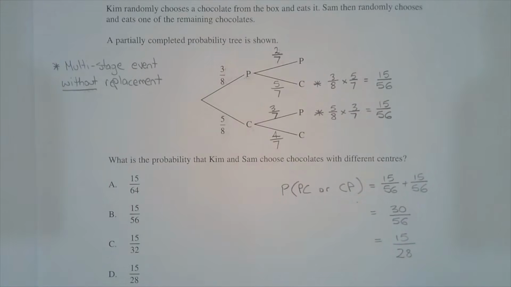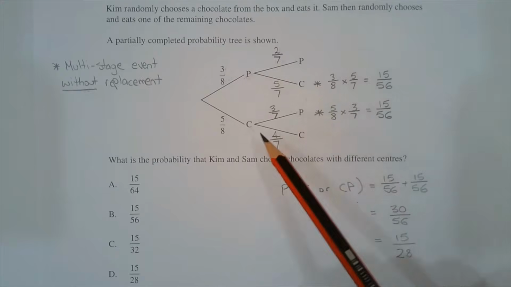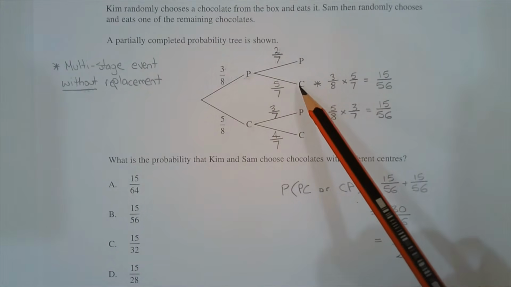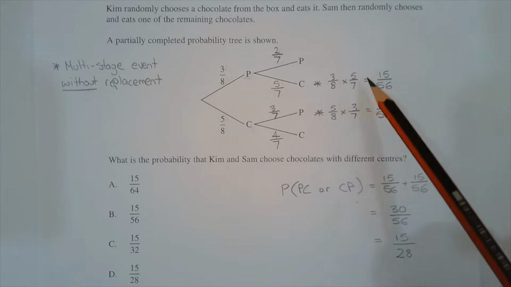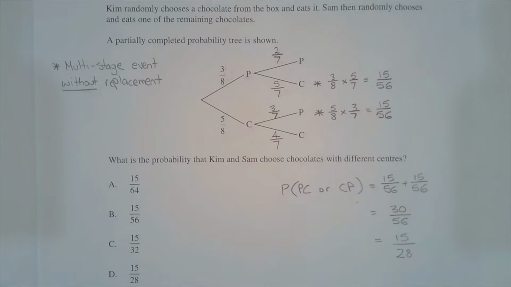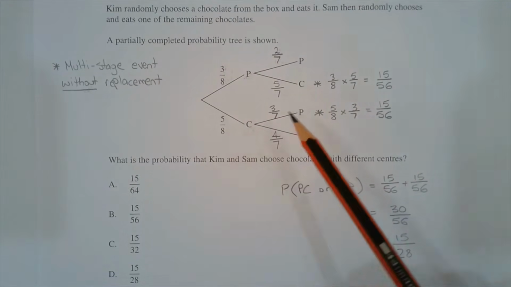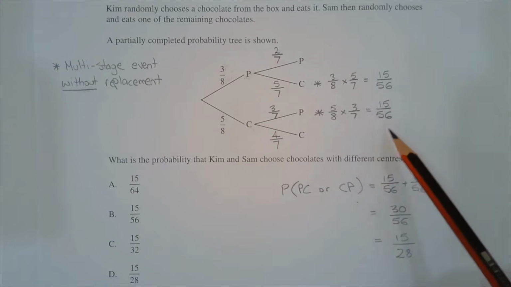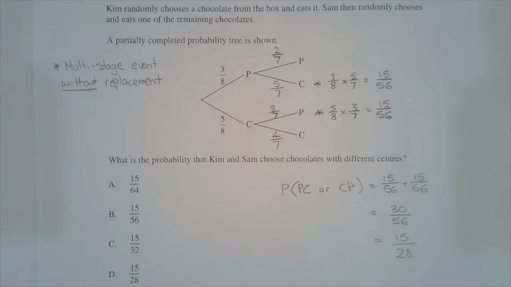Now we're interested in the probability that the 2 chocolates chosen were of different centers, and that can occur in any order. So the 2 outcomes that we're interested in are peppermint caramel or caramel peppermint. So the probability of peppermint then caramel is 3 out of 8 multiplied by 5 out of 7, which equals 15 out of 56. And the probability of caramel then peppermint is equal to 5 out of 8 multiplied by 3 out of 7, which equals 15 out of 56.